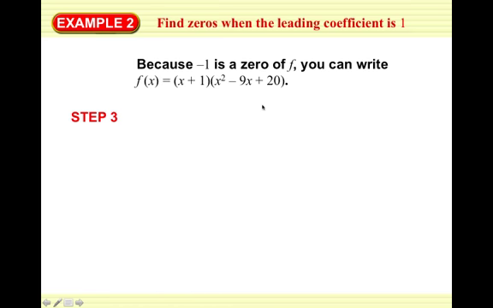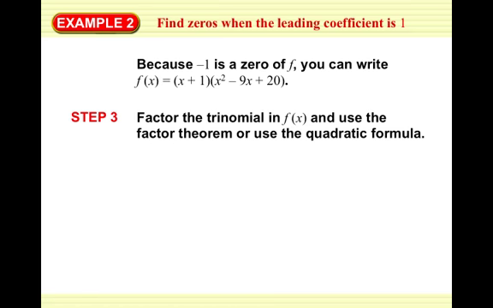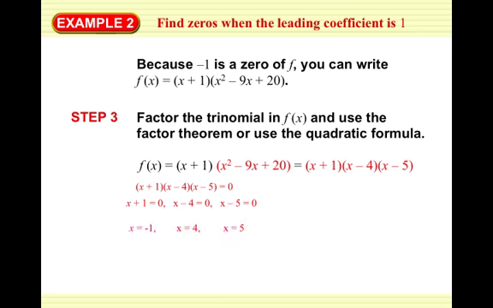Well, with quadratics, we can factor those, or we could use the quadratic formula if we needed to. In this case, we can factor, and then we just set each factor equal to 0. So, of course, we get x equals negative 1 again. X squared minus 9x plus 20 factors to x minus 4 times x minus 5. So we get zeros at x equals 4 and x equals 5. So we have our three zeros, negative 1, 4, and 5.